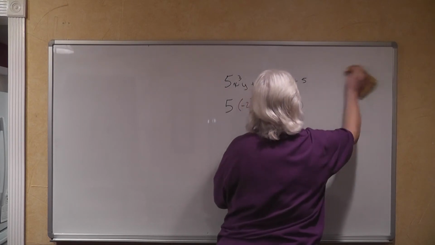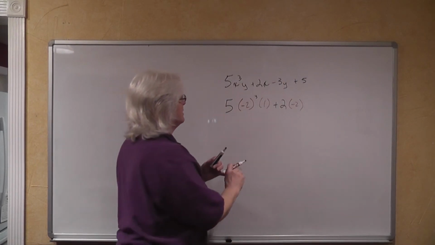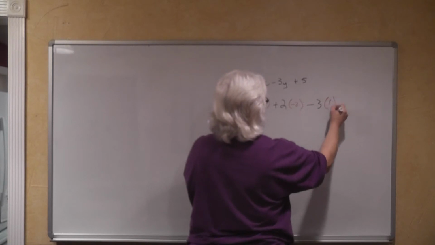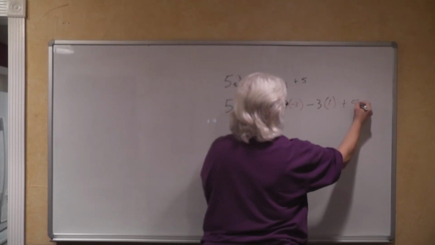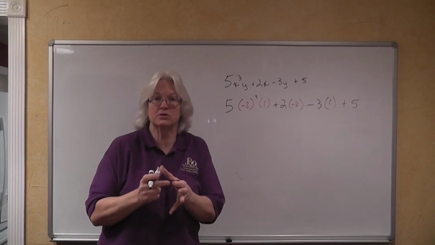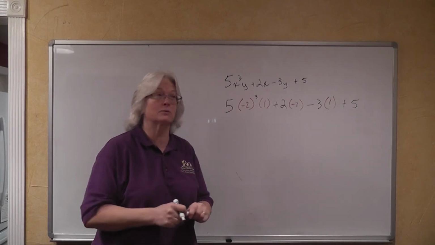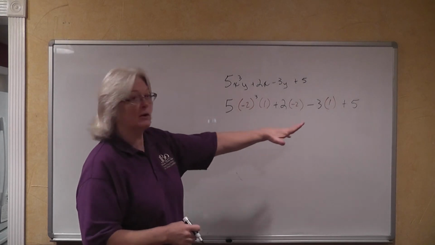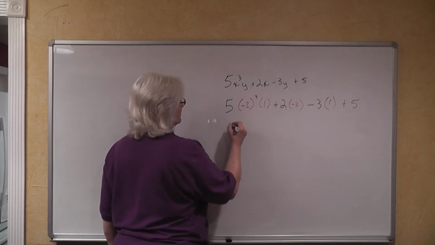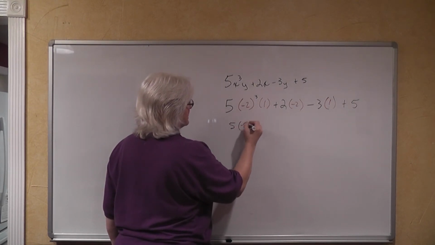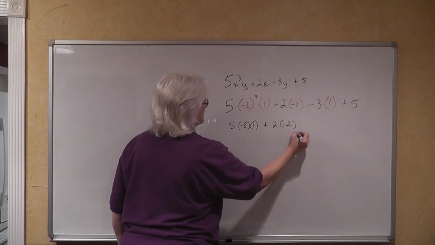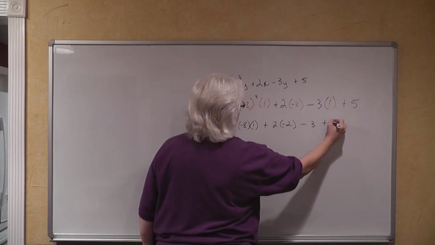So I'm just going to go ahead and erase that little bit of information there. Minus 3 times a positive 1 plus 5. Now you see that I made sure to enclose the values that I was substituting for the variables in parentheses. So now, follow our order of operations. It says, do your exponents first. -2 cubed is going to be a -8. So we have 5 times a -8 times 1 plus 2 times a -2 minus 3 plus 5.